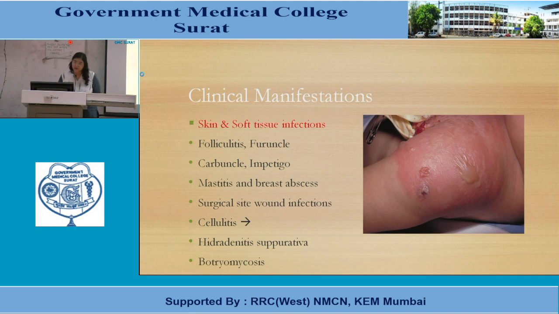Then this is the commonest cause of surgical site wound infections. Then cellulitis, where the picture is shown. Then hidradenitis suppurativa, where follicular infection of hair occurs recurrently in areas where apocrine glands are in abundance, like the axilla. Then botryomycosis, which is a mycetoma foot-like condition of the extremities, where a triad of multiple discharging sinuses and necrosis occurs, and small granules are formed in the pus.